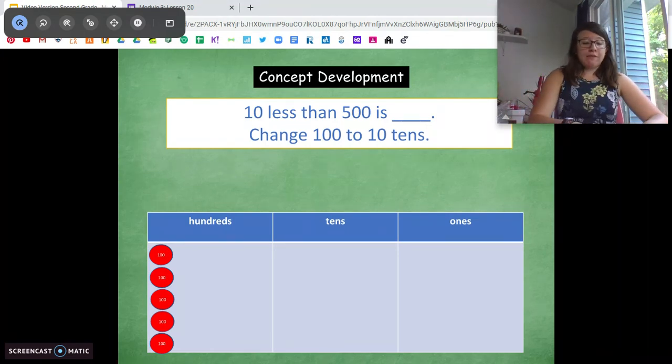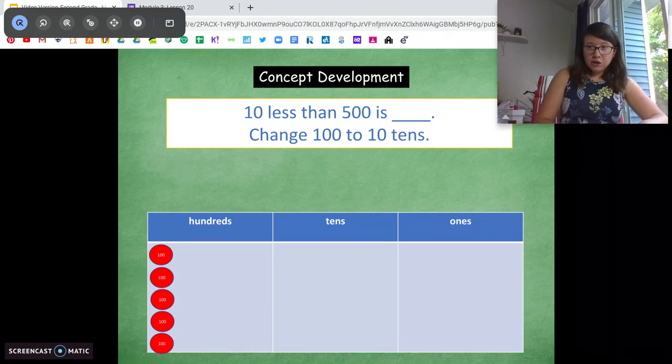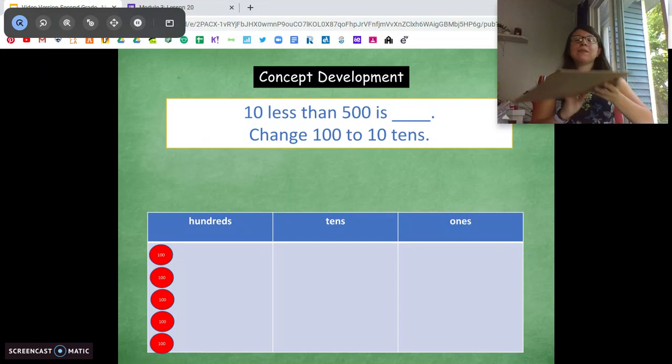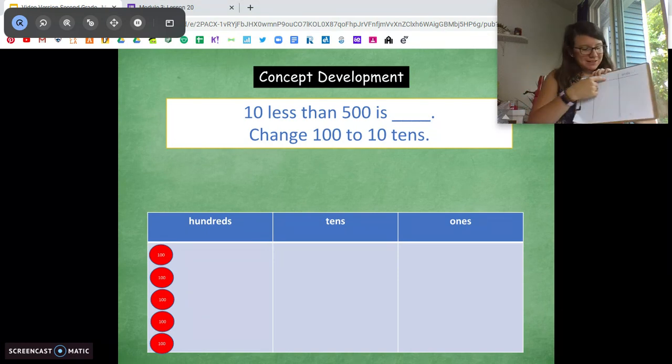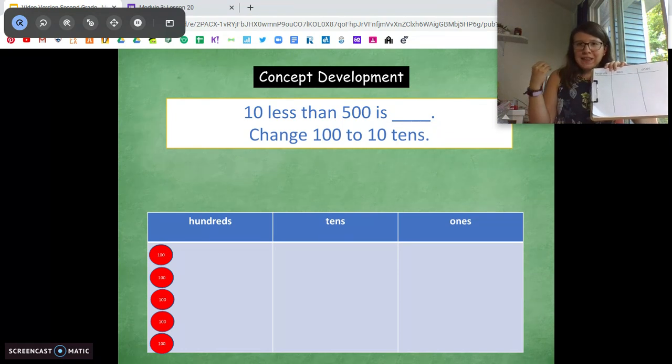So you should have 500 in your hundreds spot on your place value chart. I want to know what 10 less than 500 is. Now, can I just take one of the hundreds discs away? Is that going to give us 10 less? No, right? Because our 10s are over here. If I take a hundreds disc away, I get 100 less.